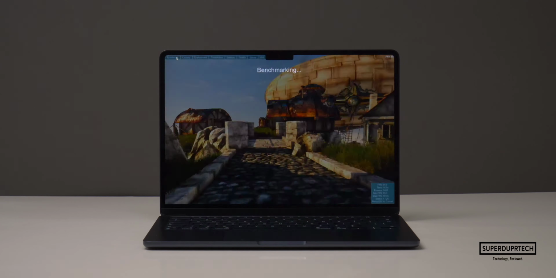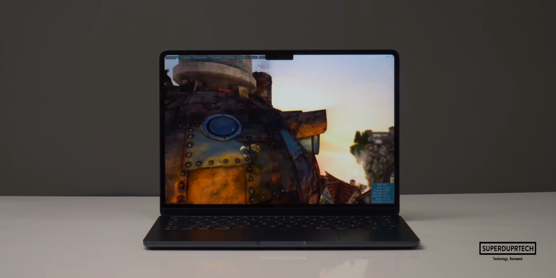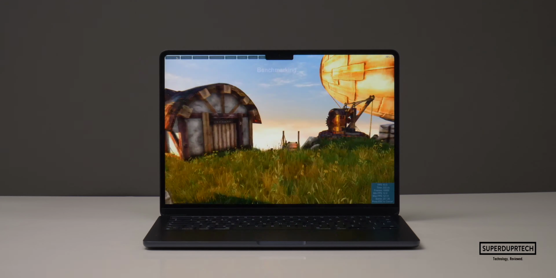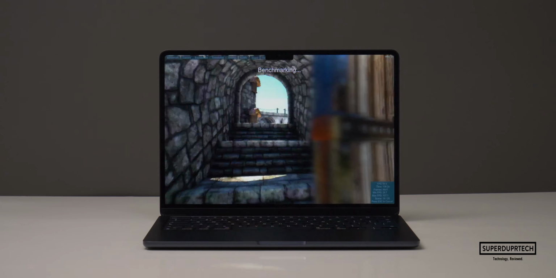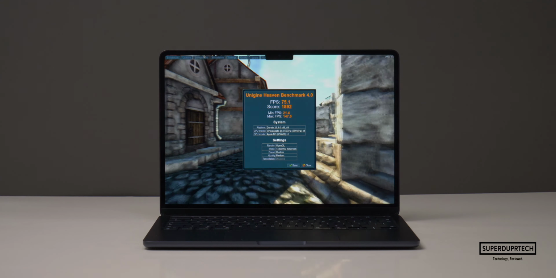I then ran a series of different tests from Unigine, starting off with the Heaven benchmark, and when running this test at 1470 by 952, I got an average frame rate of 83.8 frames per second with a score of 2112. When the resolution was lowered very slightly to 1440 by 900, I got an average frame rate of 75.1 frames per second with a score of 1892.